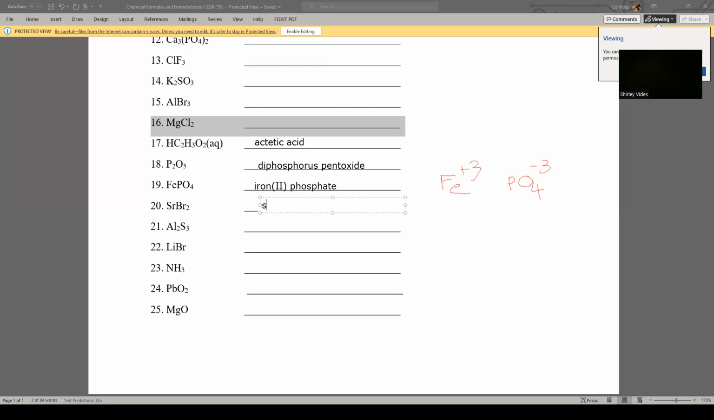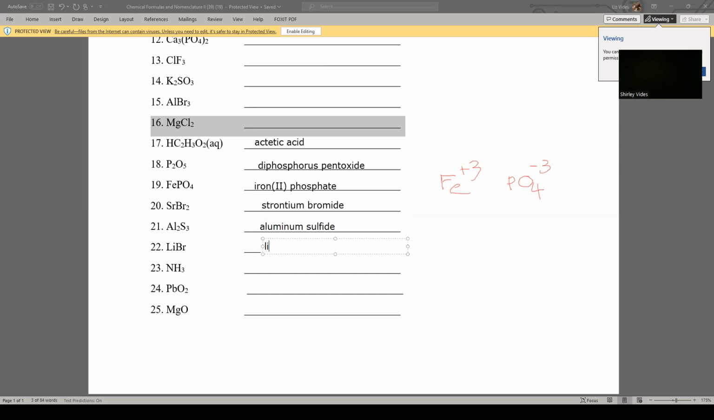Okay, that's strontium and bromine, so bromide. Strontium bromide. Oh Lord, I guess I can type today. And aluminum and sulfide. Sulfide, oh Lord. There, okay. IDE, because again, single element.